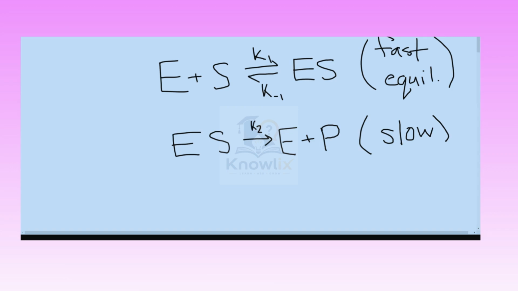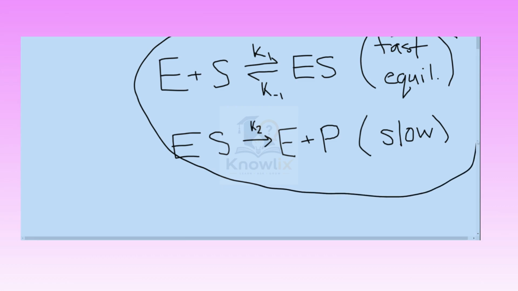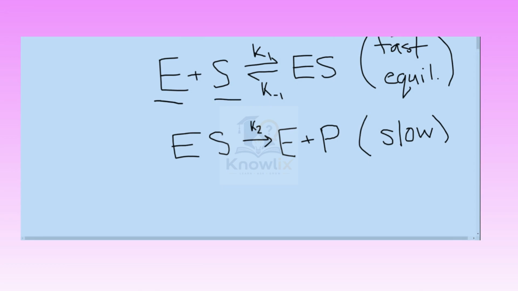Hello, so today we're going to be looking at this mechanism right here. So we have an enzyme and a substrate reacting to form an enzyme-substrate complex, and then that complex dissociates into the enzyme and the product. So what would be the rate for this?